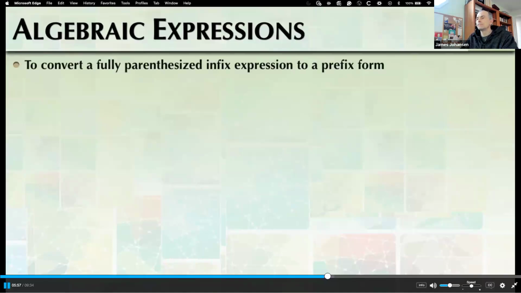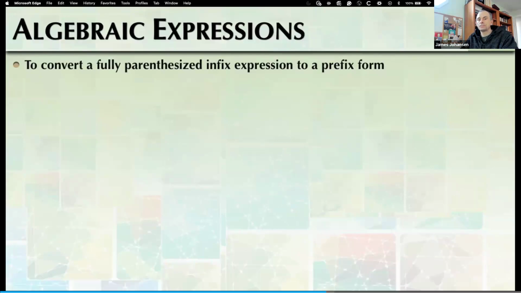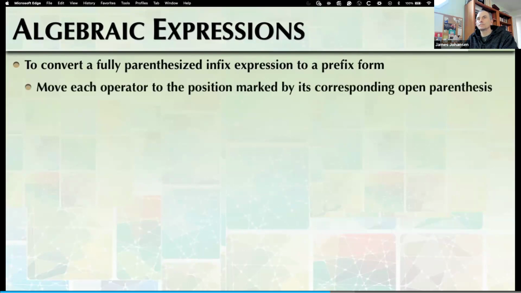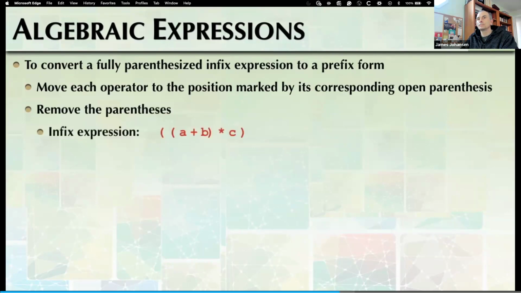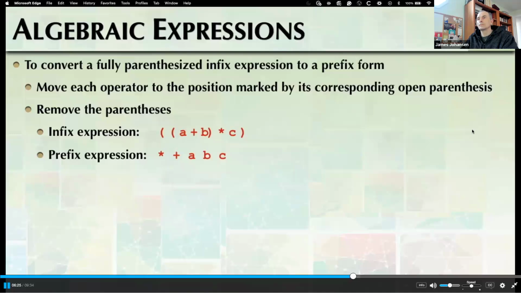So if we want to convert an infix expression, which we're used to, into a prefix expression, the first thing we do is take each operator and move it to where the corresponding open parenthesis would be. And then we just remove the parentheses. For example, if we add A plus B, and then multiply the result times C, the corresponding prefix expression would be the multiplication symbol, the plus symbol, ABC.